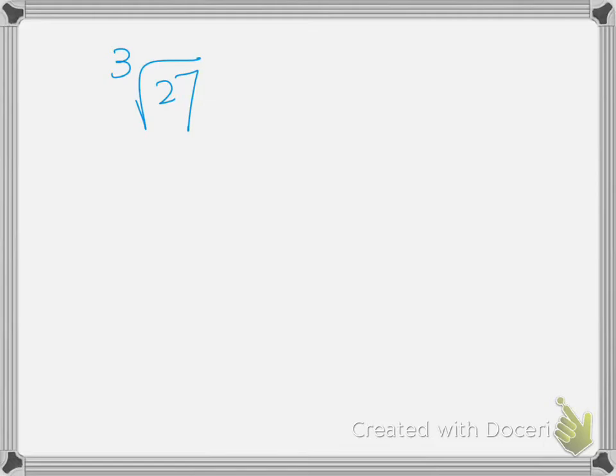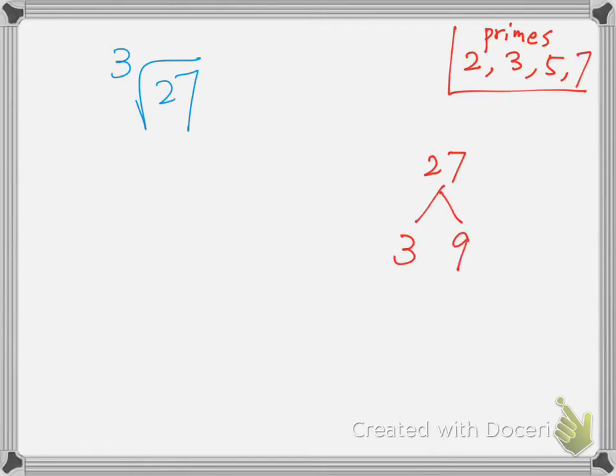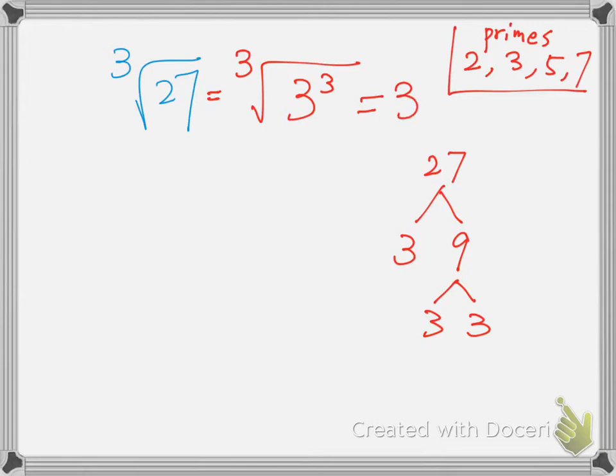So if you don't know that, you should use prime numbers to factor 27. So these are the powerful prime numbers. Okay, primes. So 27 is 3 times 9, and 9 is 3 times 3. So 27 is 3 cubed. Then the cube root of 3 cubed is 3. So cube root and third power, they cancel each other.